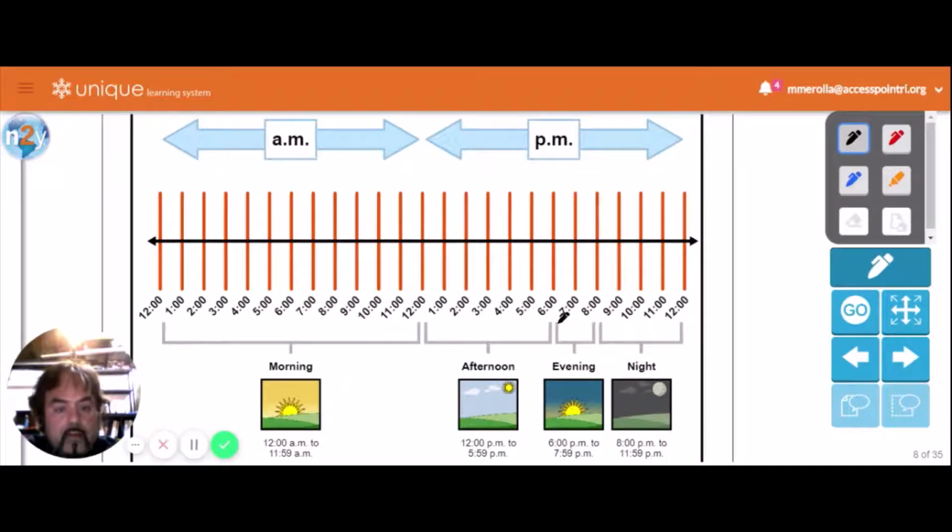Evening is from 6 o'clock p.m. to 7:59 p.m. And night is 8 o'clock p.m. to 11:59 p.m.